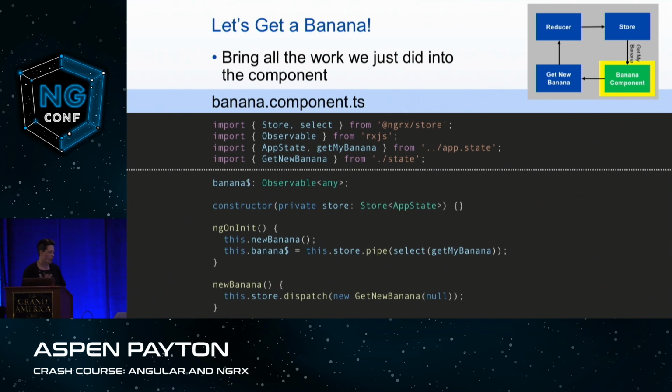So our constructor within our app component just needs to bring in the store, and then within our ngOnInit, we're going to request a new banana, and that new banana function within here is just going to dispatch the action we created to get a new banana. And then the ngOnInit is also going to set up that link between our banana observable and the selector that we created to get our banana slice of state from our store.